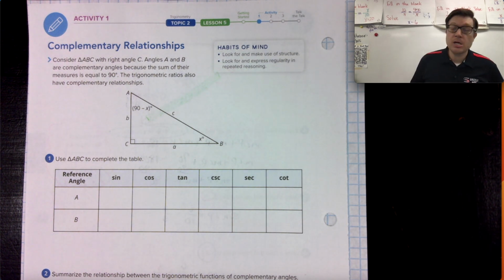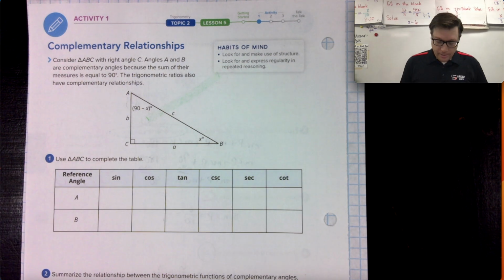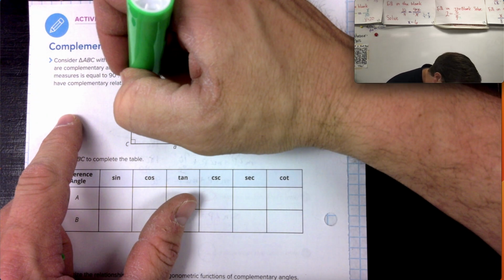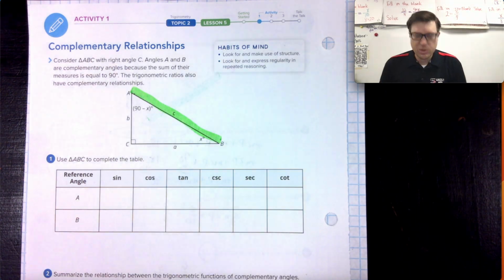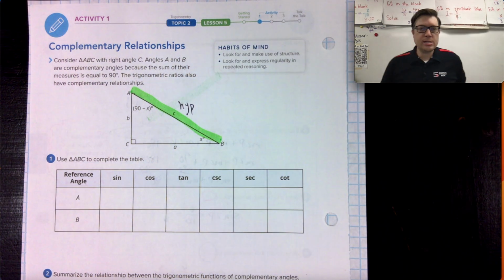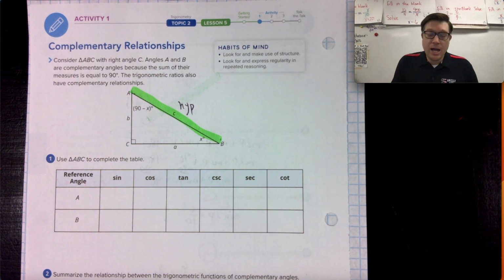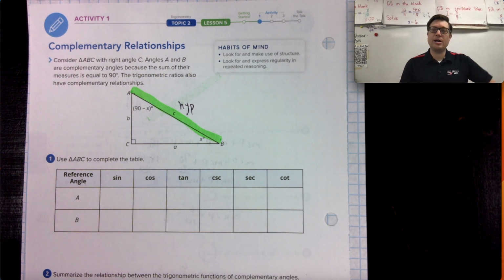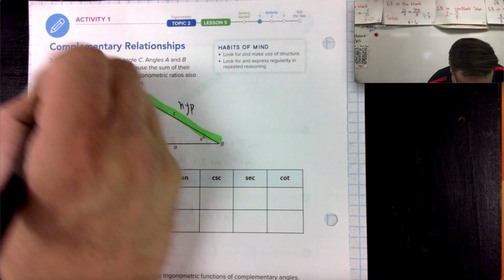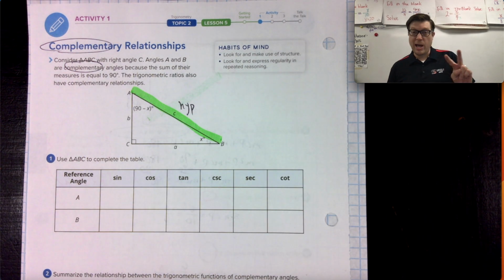Complementary relationships. Consider triangle ABC with right angle C. By the way, highlight time. That's going to make side C the hypotenuse, and we should label it. Hype. All right, there it is. Hype it up. Angles A and B are complementary angles because the sum of their measures is equal to 90. So that's the big idea. Complementary means the two angles add up to 90.